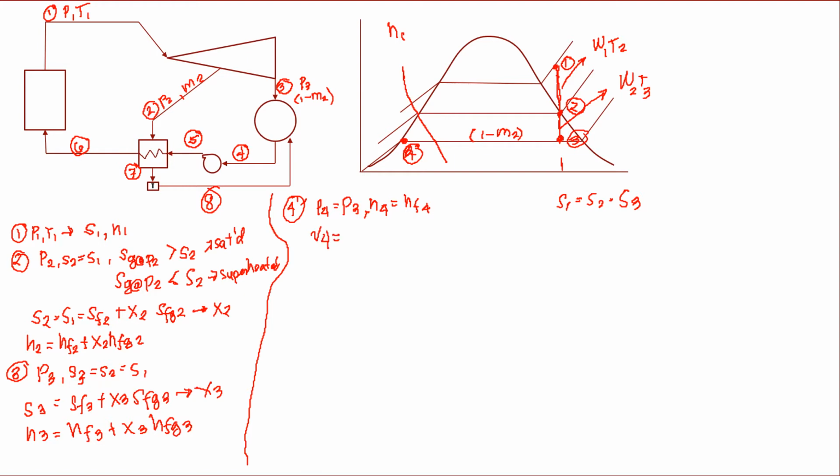So that we may use it in the work of the pump, V4 is equal to just VF at pressure 4, which is also equal to pressure 3, of course. Okay? Now the work of the pump becomes V4 times pressure 5.